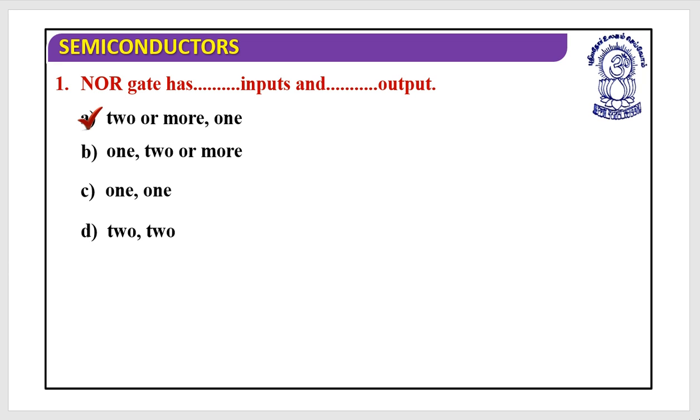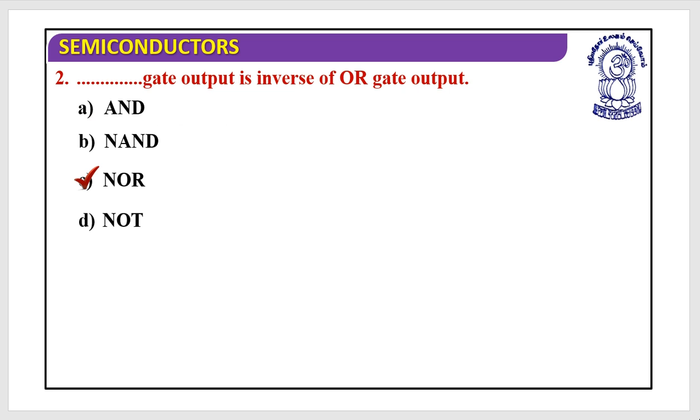Let's have a look. It says that a NOR gate has blank inputs and blank outputs: two or more inputs and one output. Next, blank gate output is inverse of OR gate output. Yes, a NOR gate output is inverse of OR gate output. So it was the NAND gate, it was the NOR gate.